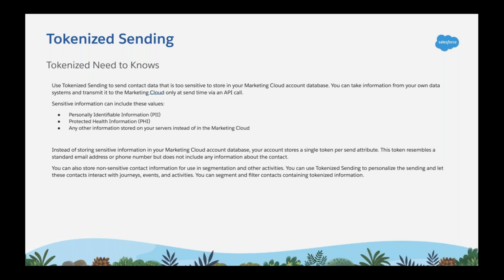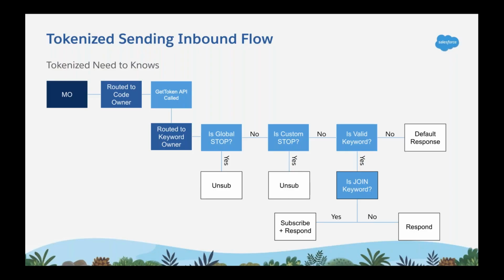This is done by something we call the Get Token API. That's an API that the customer will implement on their end. If their account is enabled for tokenized sending, when a message comes in, as soon as we receive it, we'll call that Get Token API, swap out their mobile number with a token, and the token is the only thing that's actually stored within our system, and we'll use that for sending. One of the big reasons I bring this up is, one, this is how it functions, right? So we get an MO in, that MO is routed to the code owner. As soon as that code owner is found, we initiate that Get Token call, and then the process is exactly the same.